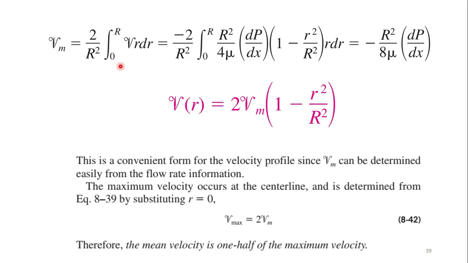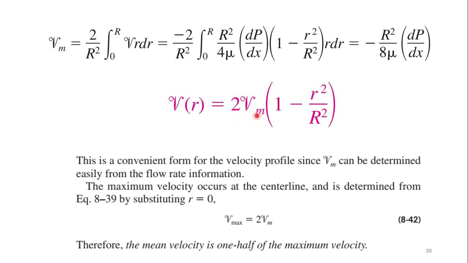And this is the simplest integration. After putting the expression of V(r) that we developed in the previous slide, and integrating it from 0 to R, you will get the expression which is like this one. This is the expression for the mean velocity. And if you compare the equations of the velocity profile and the mean velocity, you will have this expression. So this velocity profile is also a function of the mean velocity.